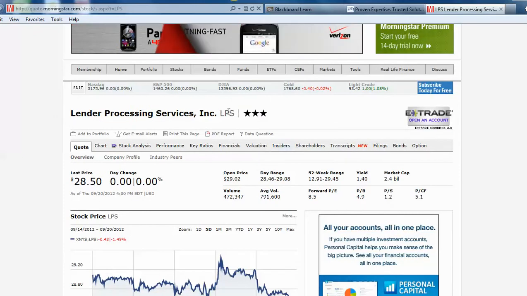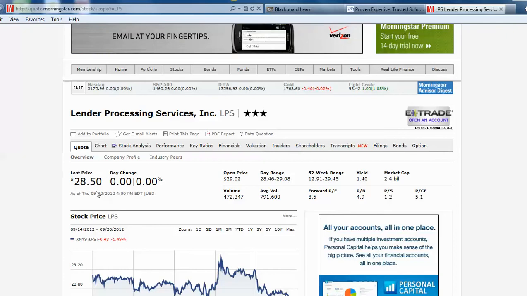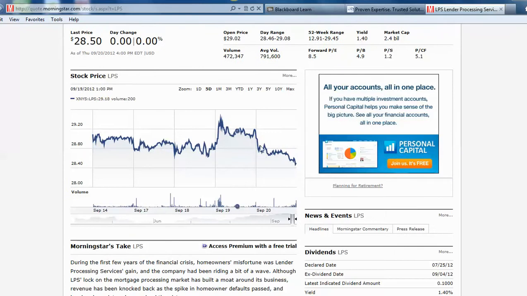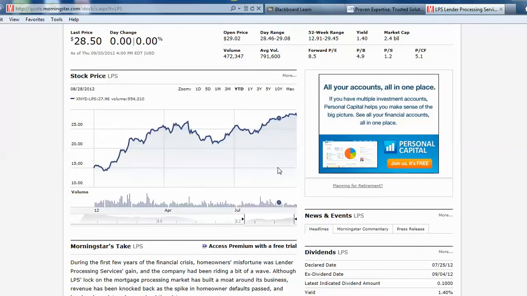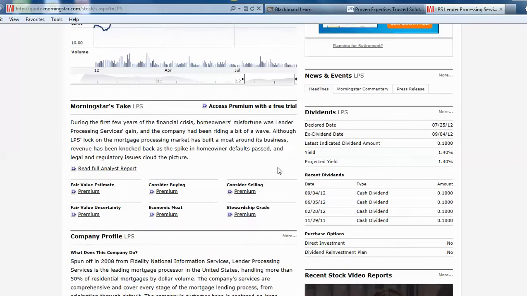Right here is their stock symbol, and you can see their quote price, what their price is trading for right now, and some other information, 52-week range and things. You can look through that. The stock price, what's happened, that was a 5-day. You can do a year to date and see it's been growing. The last dividends, I think that's something I asked you about, when it was and how much it was.